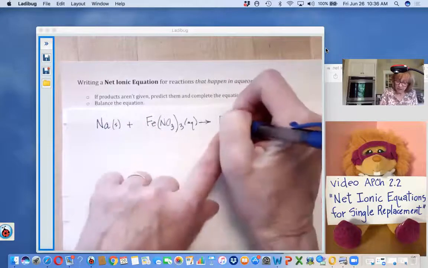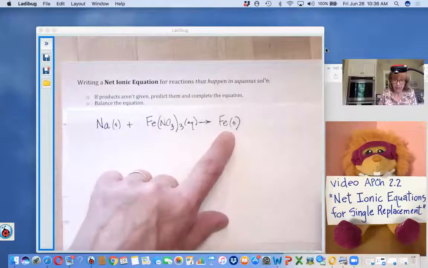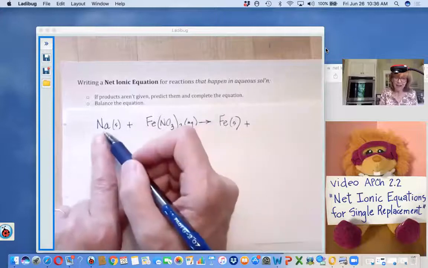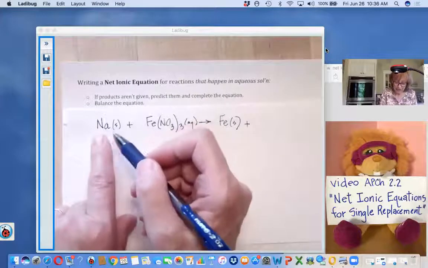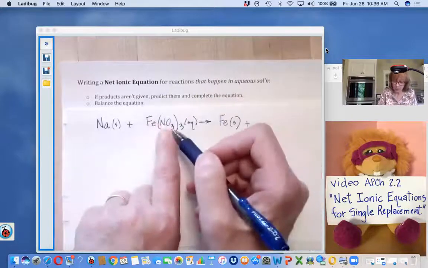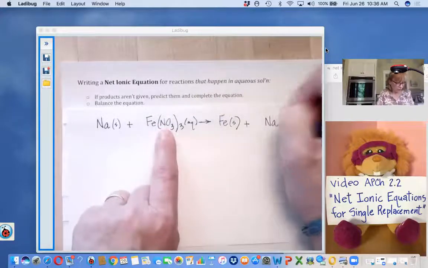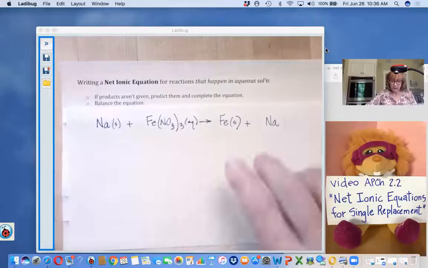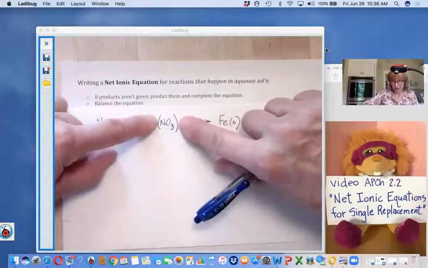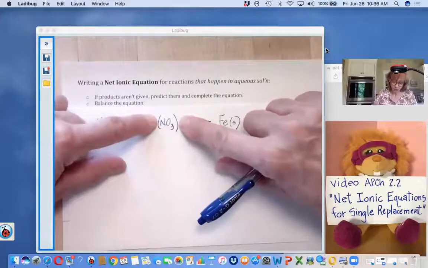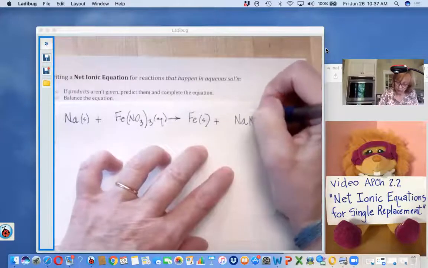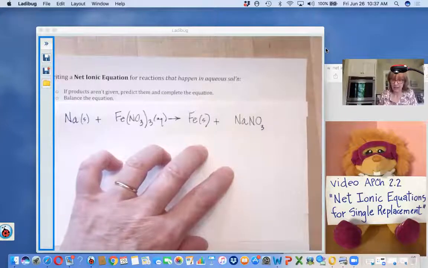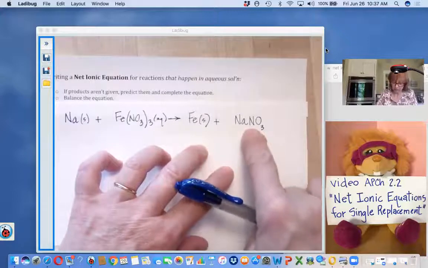Now the iron is going to be by itself as iron atoms, solid, and the sodium, which got oxidized, got more positive, turned into a cation, is going to make a compound with nitrate. So I know sodium becomes a 1+ cation, and I remember from first year chem that nitrate, the polyatomic ion, has a -1 charge. So my new compound that is formed out of a +1 cation and a -1 anion is sodium nitrate.